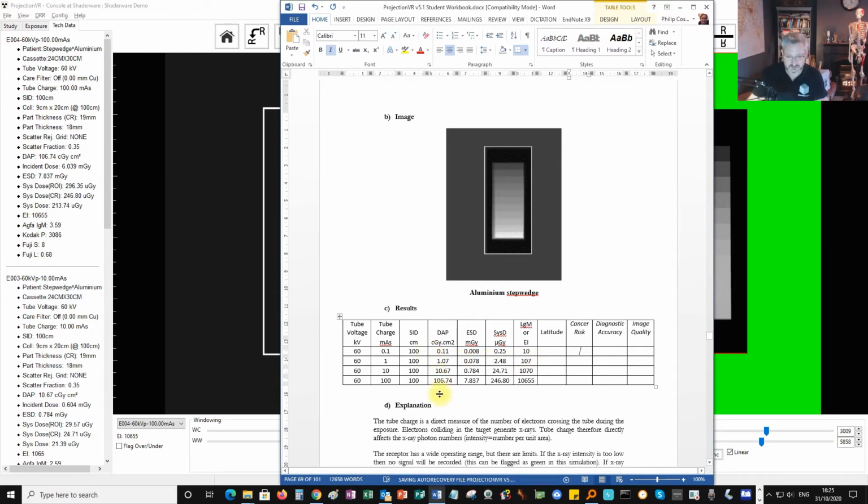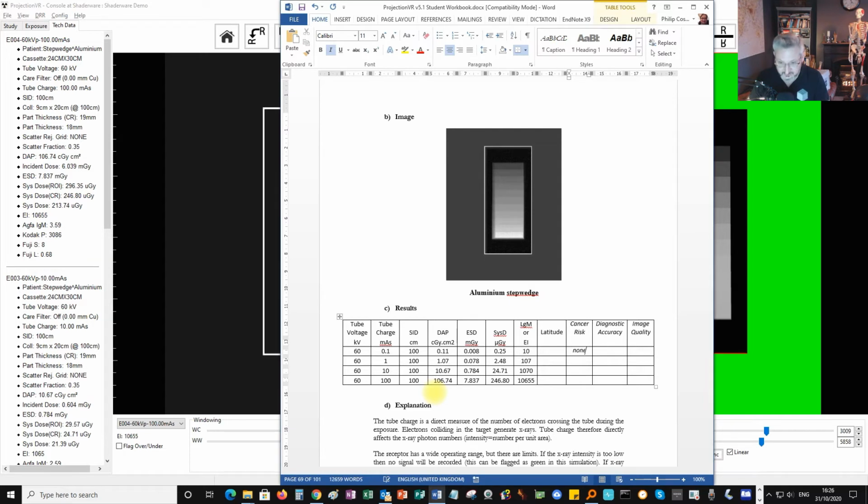Okay. So we've got a relationship here which is linear. So by controlling the charge, we can change the dose. If we wanted to double the amount of X-rays, we could do that by doubling the charge. If we wanted to halve the amount of X-rays, we could do that by halving the charge. Yep, it's a linear relationship. So that's quite nice. Okay, let's just talk about cancer risk.